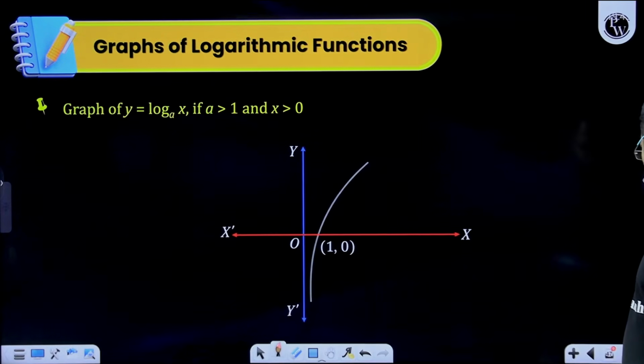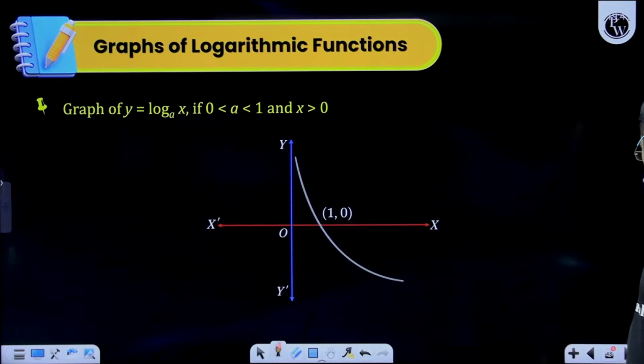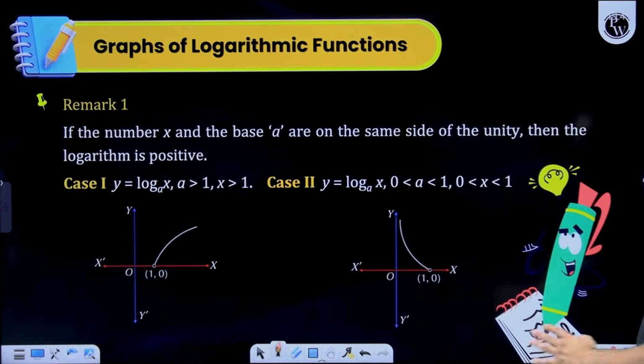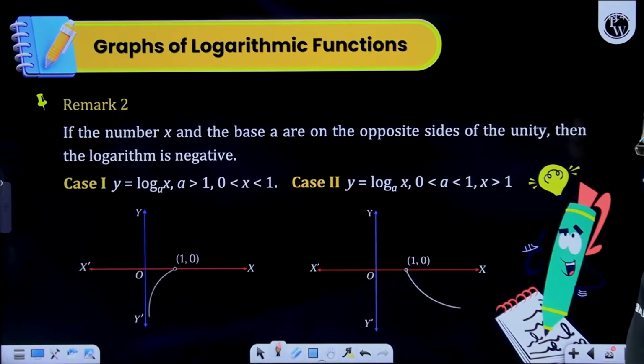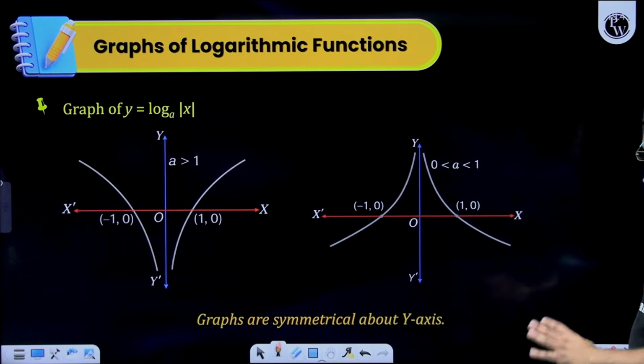These graphs we have already gone through. I'm just keeping them in the notes so that when you revise, you understand them. All of these we have already discussed. I hope you remember them very clearly.